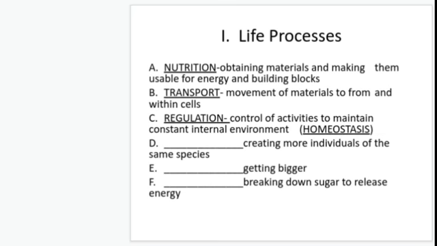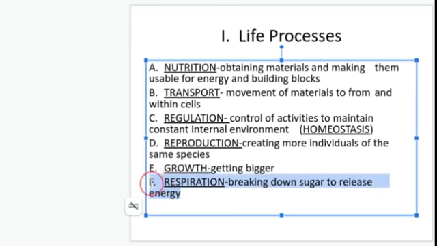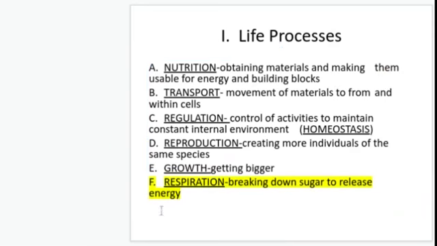Many individuals will reproduce, creating more individuals of the same species. When you have a baby, that baby is going to have to go from small to big. Getting bigger is growth. And put a star next to this one, respiration, breaking down sugar to release energy, absolutely critical. Gotta know that one because respiration is tested like crazy. So if you get sugar into your cells, it can then be broken down by respiration to release energy.